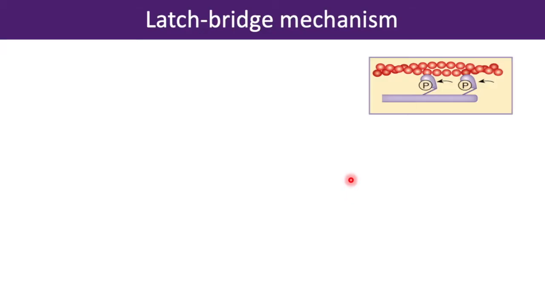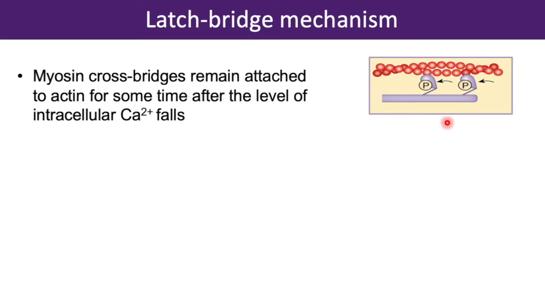In smooth muscle contraction, there is a mechanism called the latch bridge mechanism. The latch bridge mechanism is when the myosin head remains attached to the actin for some time, even after the level of calcium in the cytosol is low. We learned previously that when calcium concentration in the cytosol is low, the myosin head will detach from actin. But in smooth muscle, that's not the case because there is this latch bridge mechanism. There is no latch bridge mechanism in skeletal muscle.